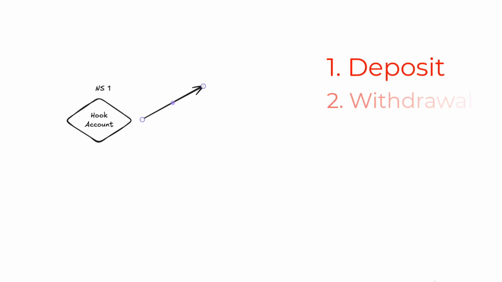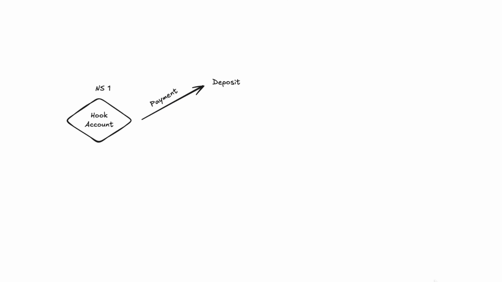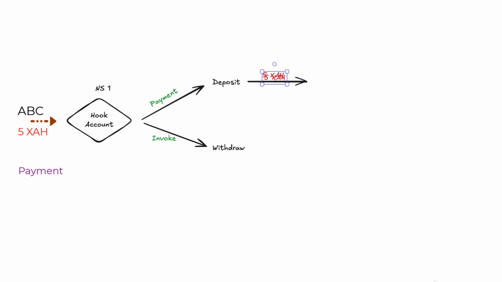This hook has two functionalities, the deposit and the withdrawal. Deposit happens via a payment transaction and the withdrawal happens via an invoke transaction. In the deposit flow, if an account sends 5 Xahau to the hook account, the info gets stored in the state. After some time, if the same account wants to send another transaction, say 1 Xahau, it gets added to the previous balance. For example, send 4 Xahau again, and the total balance will be 10 Xahau.